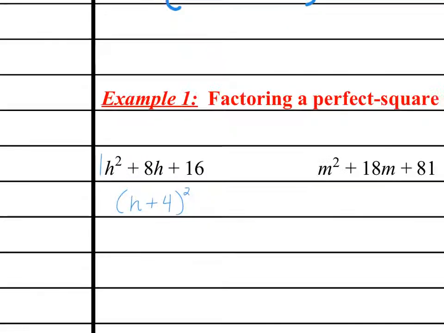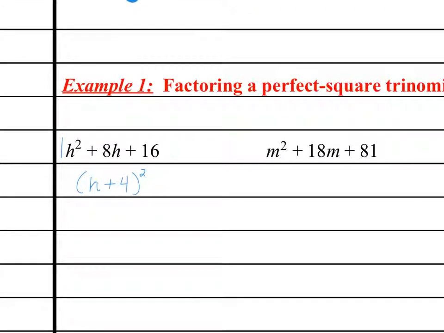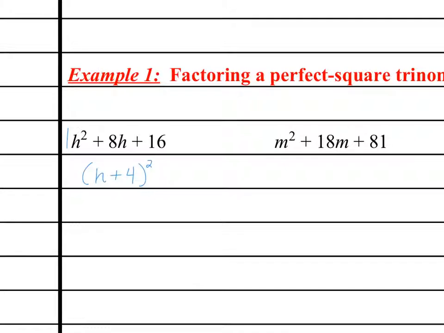Okay, next one. And if you wanted to factor this normally, you can. A is 1, so 2 numbers that multiply to 16 and add to 8 are 4 and 4. So this is the same thing as h plus 4 times h plus 4. You could factor it the normal way and you'll get the same thing.